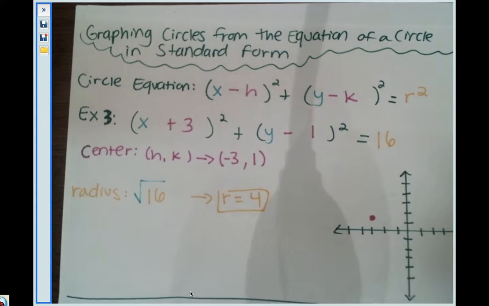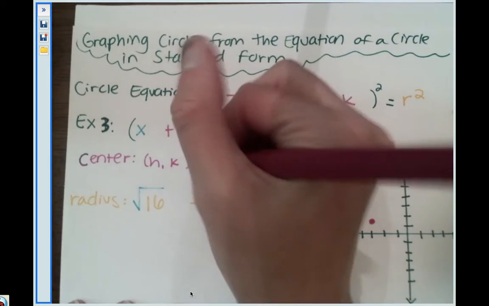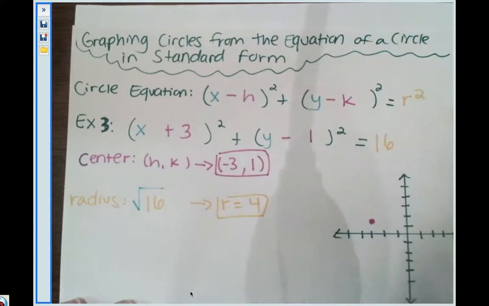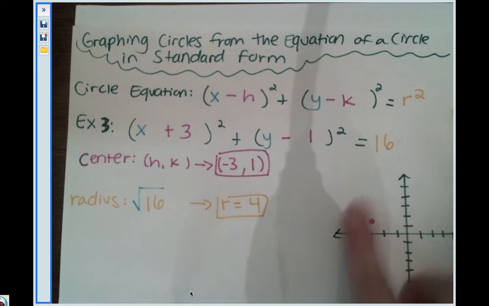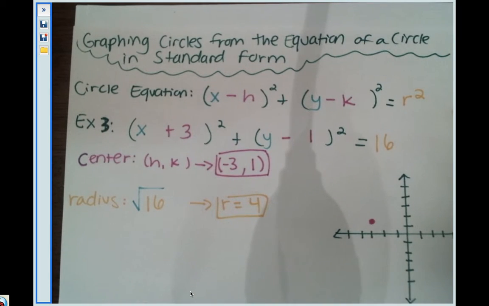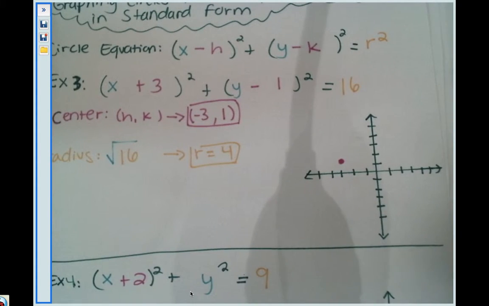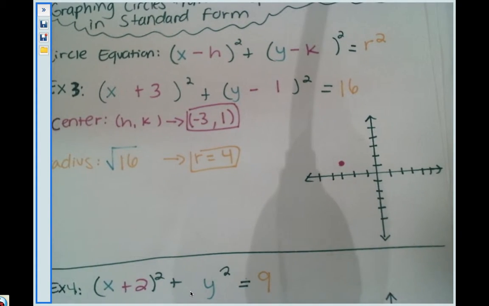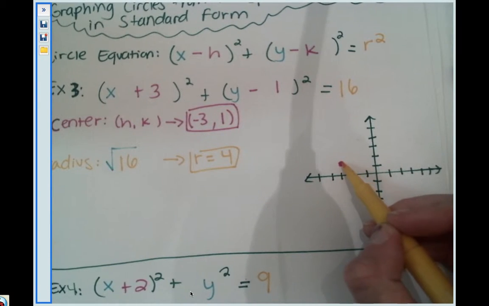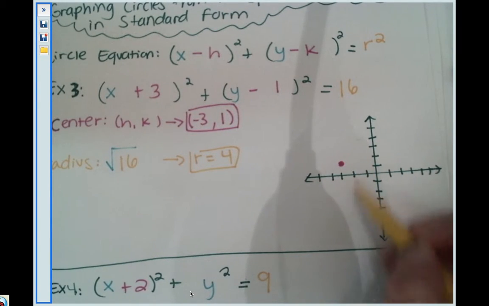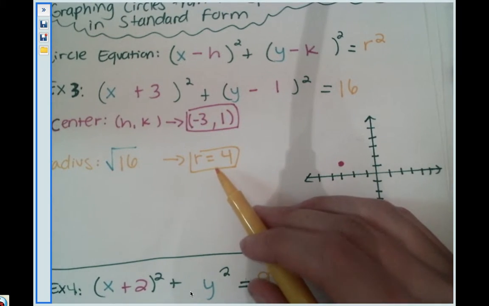All right, so here's my center point, and here's my radius. And these two are going to help us to graph our circle. After we have our center point graphed, we're going to use the radius to help construct the rest of the circle. So after you find the radius, starting from the center, you are going to count up, then down, then left, then right, as many spaces as the radius is.